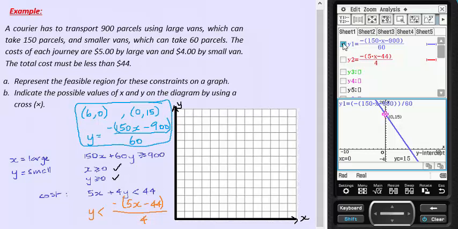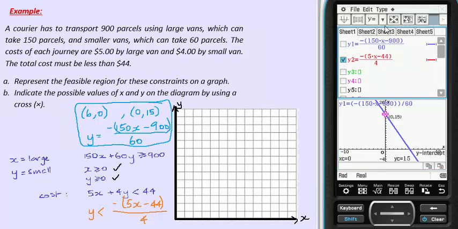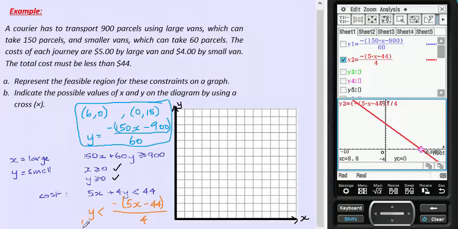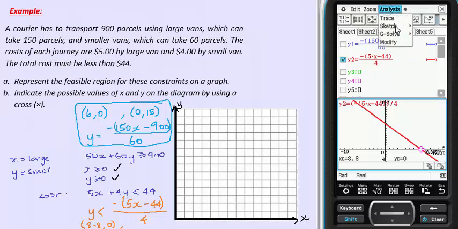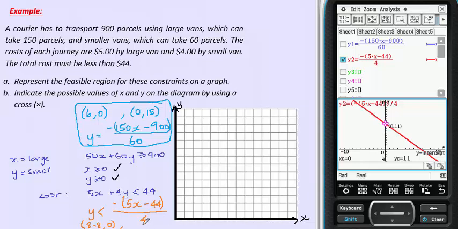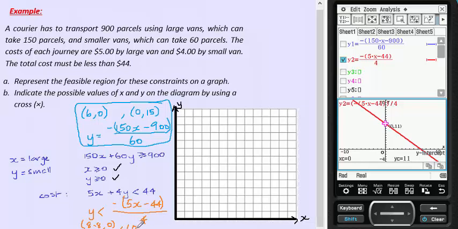For my equation down here, I'll do the same thing. I'll say my x-intercept, so when I sketch that, that's my other line. X-intercept, G-solve, root is 8.8 and 0. So I'll write down here 8.8 and 0. And my y-intercept, analysis G-solve, is 0 and 11. So there are my important points there for this line.